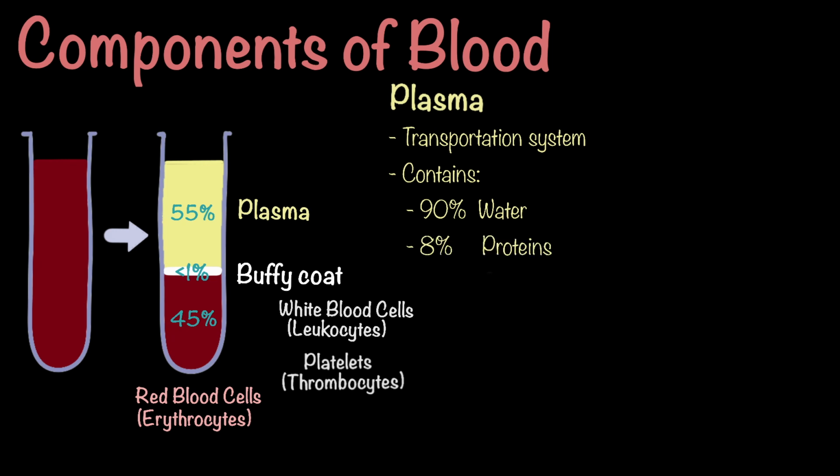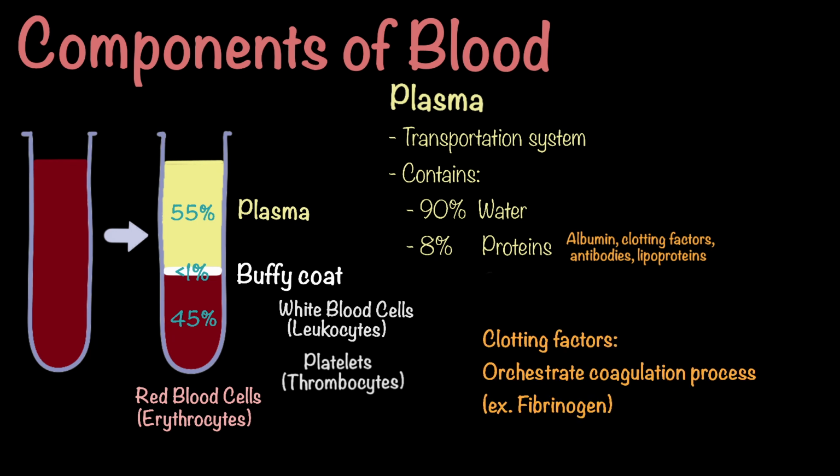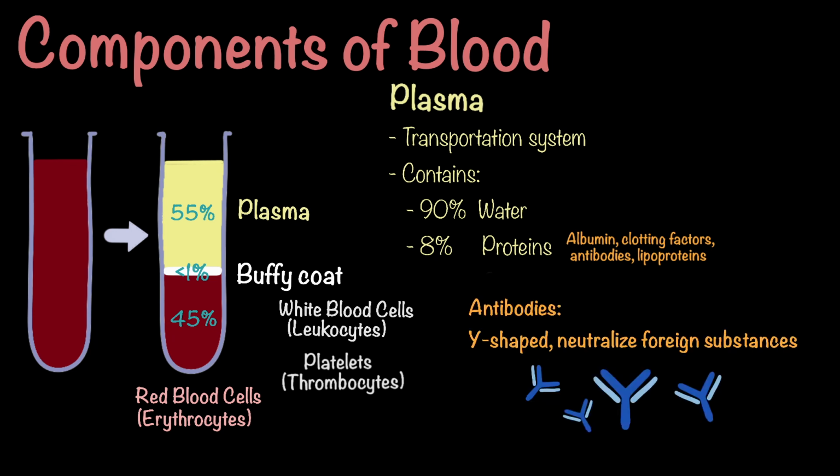Proteins make up about 8% of plasma. It includes albumin, which maintains the oncotic pressure, so the osmotic pressure of blood, by regulating the exchange of water and nutrients between blood and tissues. Various clotting factors, such as fibrinogen, orchestrate the complex coagulation process, ensuring an effective response to vascular injuries.